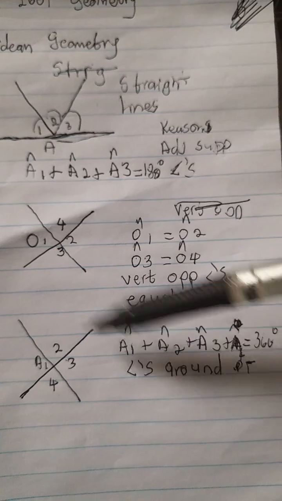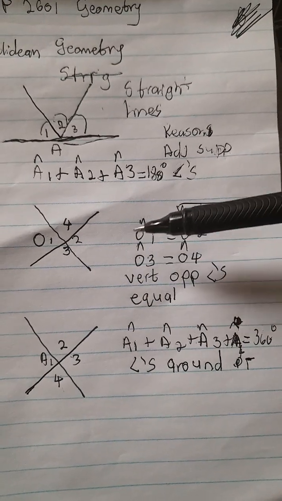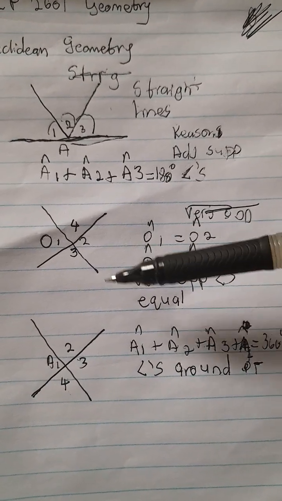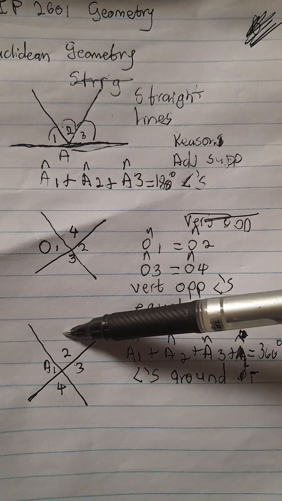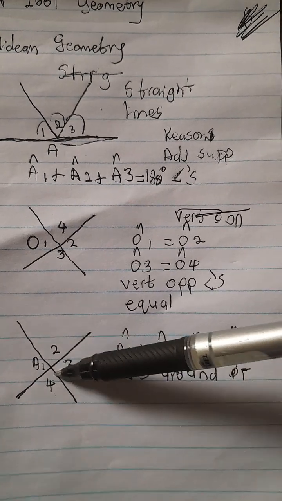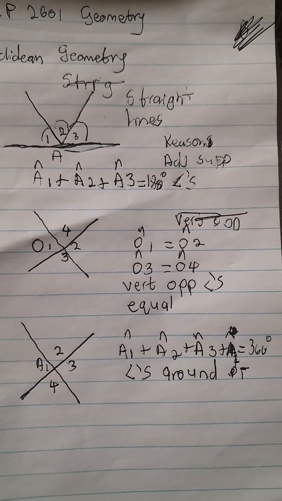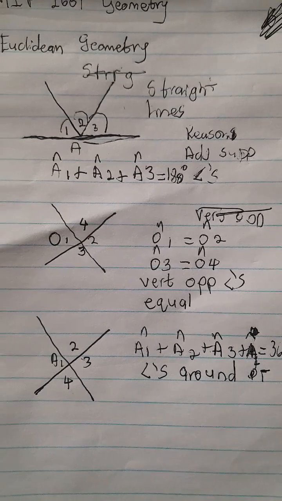And then we said these are angles around the point. Angles around a point, meaning that angle A1 plus angle A2 plus angle A3 plus angle A4 sum up to 360. That's what Mr. Richard says.